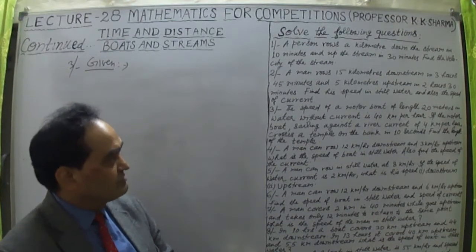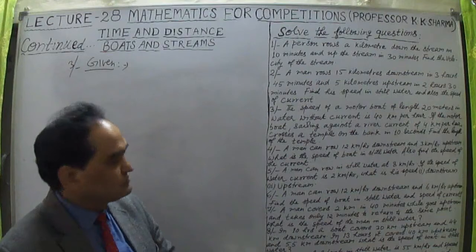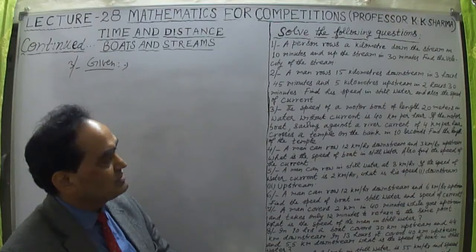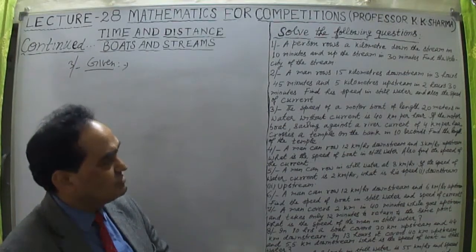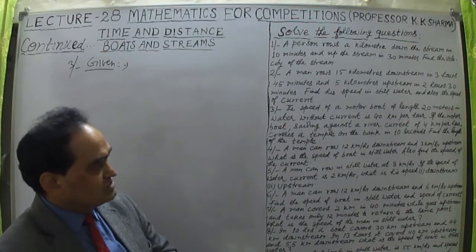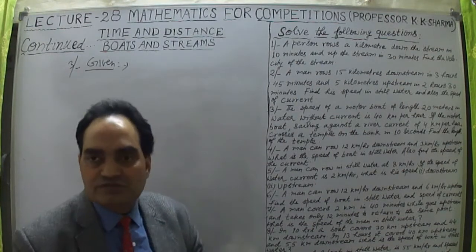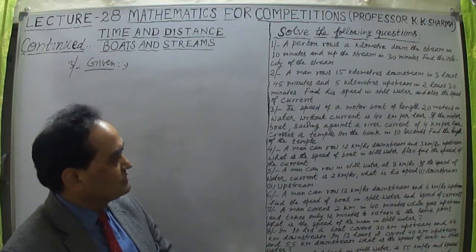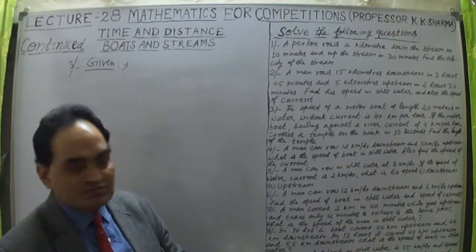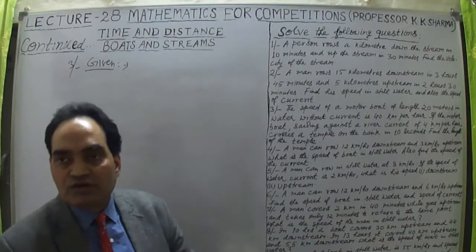So 20 meters is the length of the motorboat, and without current means in still water, right? The speed of a motorboat of length 20 meters in water without current is 40 km per hour. Now the value of x is given to us. If the motorboat sailing against a river current of 4 km per hour crosses a temple on the bank in 10 seconds, find the length of the temple. The length of the temple we have to find out.